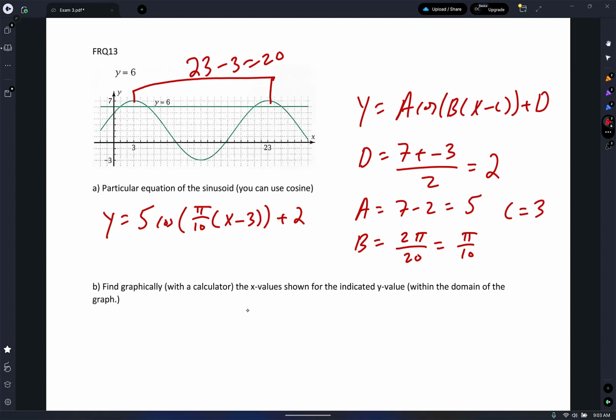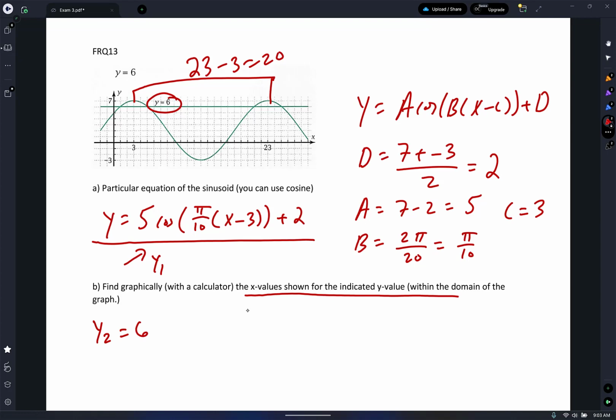And that's it. Cool or not cool? It says find graphically with a calculator the x value shown in the indicated y value. I wanted to hit y equals 6. So type this guy into your y1, and in y2 type in 6.